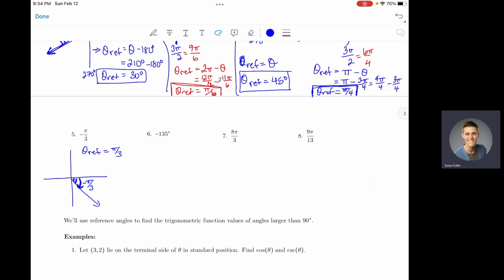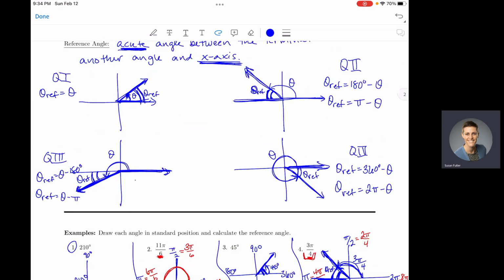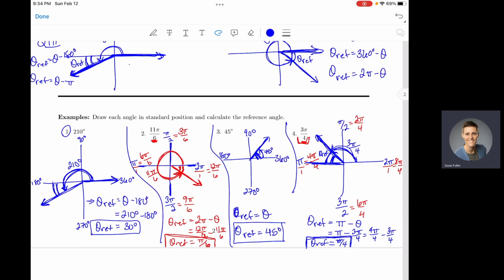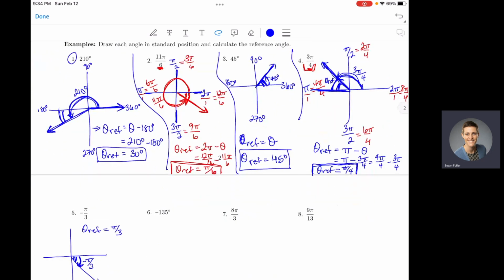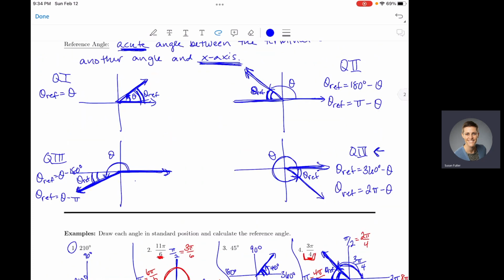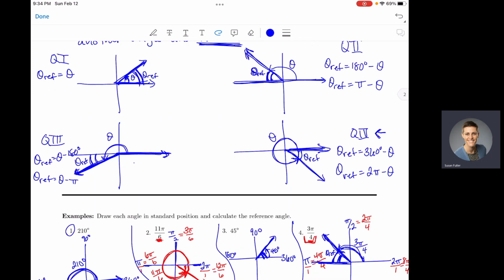Now, notice that our formulas here for something in quadrant 4 didn't quite work with what we had. The reason for that is because the angle that we were given here was negatively rotating. These formulas only work for positively rotating angles in standard position, specifically ones that are between 0 and 360 degrees in one rotation of the circle.